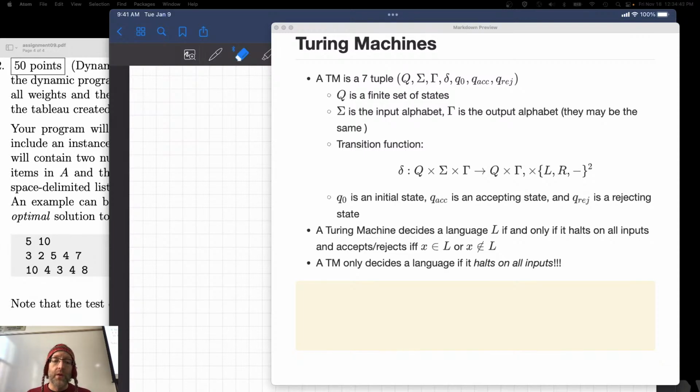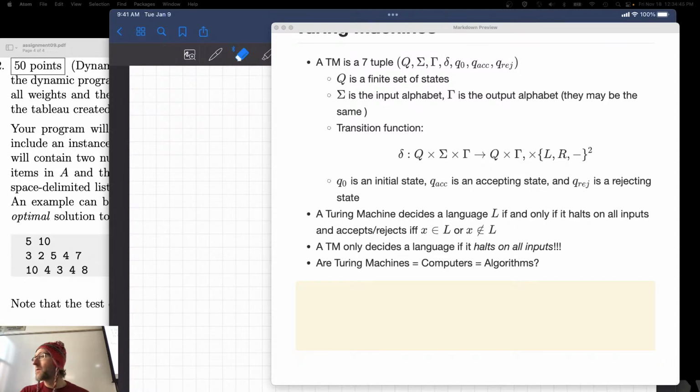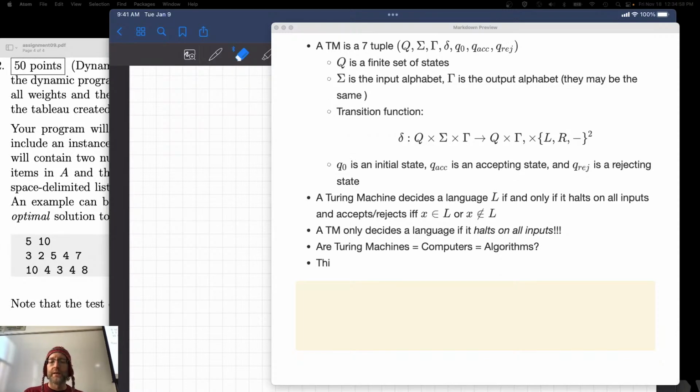So the original question begs: are Turing machines what we mean by computers? And is that what we mean by algorithms? That's the Church-Turing thesis. Church and Turing, two people. Alan Turing and, I don't know what his name was, Church.